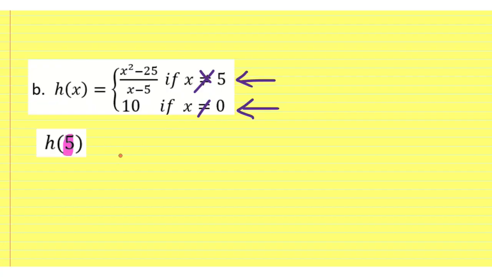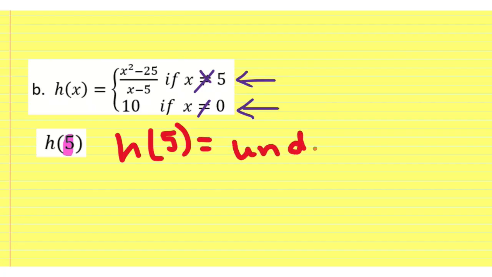So we would say that the function h of 5 for this piecewise function is undefined. It does not meet any of the constraints that our domain has on it. So, undefined.